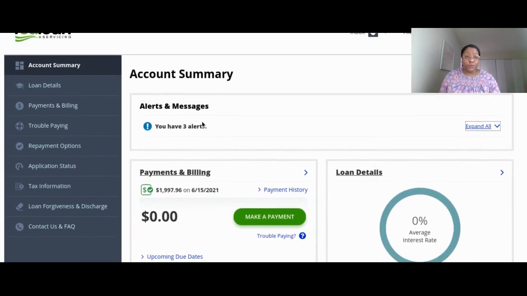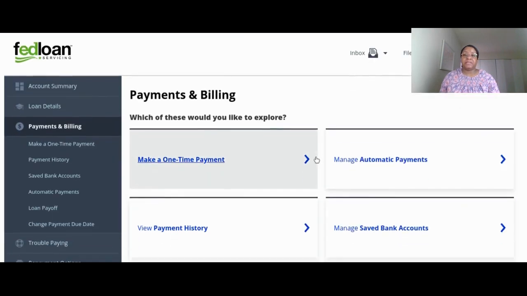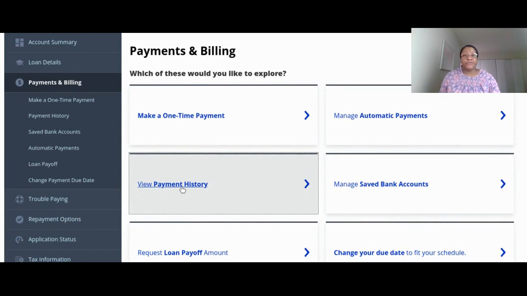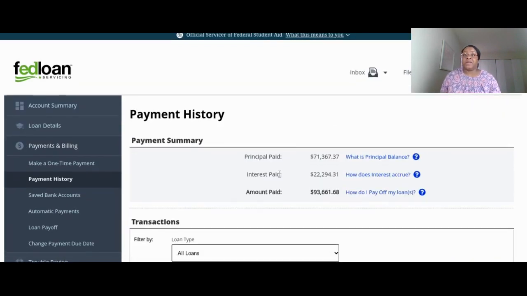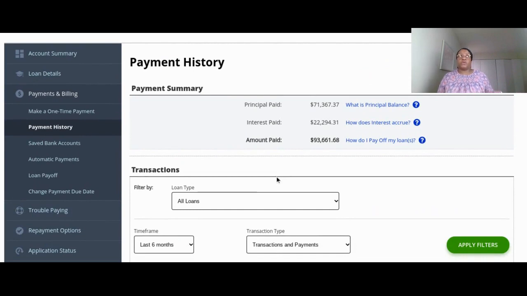So for those people who don't know what I have paid so far on my student loan interest, a lot of this is just because I didn't fully understand it and I was not paying attention. So not an excuse, but just what was going on with Tracy at this time before I started all of this. You can see $71,000 went to my principal. My interest was 22,000, and so the amount paid is $93,661.68.